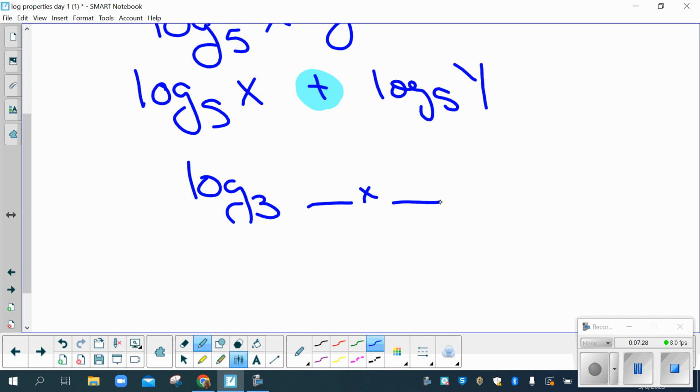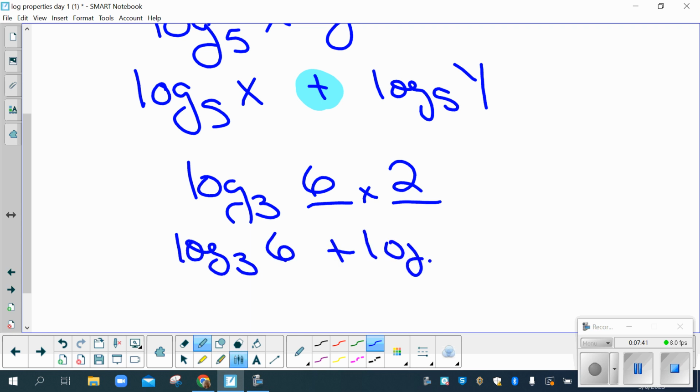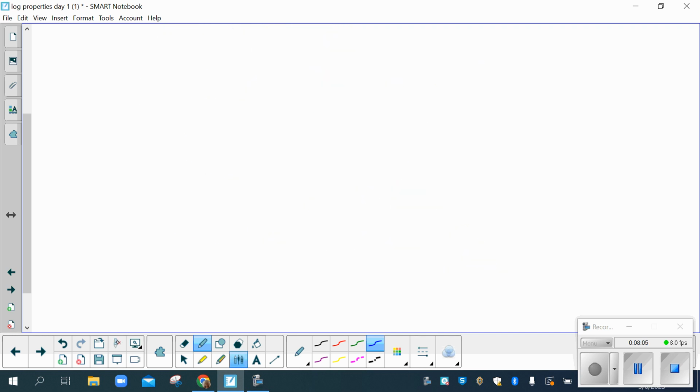Anyone have an option for me that they like? What 2 numbers did you use, Kirsten? What did you split it up into? 6 and 2, awesome. So Kirsten split it up in 6 and 2, so she went log 3 of 6 plus log 3 of 2. That is awesome. If you had picked 4 and 3, here's what's crazy. When we learn how to put these in our calculator, it would give you the exact same answer as 6 and 2 or 3 and 4. It works the same way. Everybody okay with that?